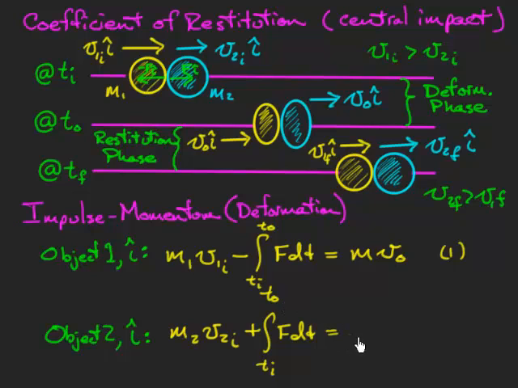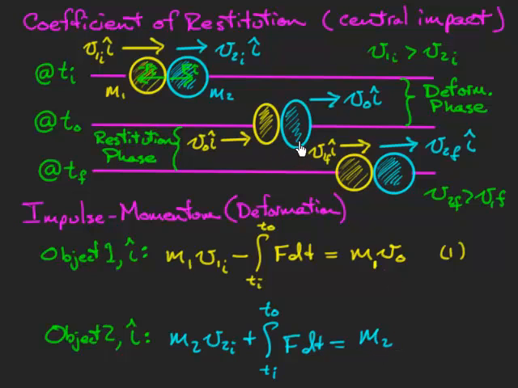And this has to equal m2 v0. The first one was m1 v0. Again, this time my initial momentum is m2 v2i, and here I add in the impulse, because puck number 1 is pushing puck number 2 to the right, in the positive i-hat direction. So now I add in the integral from ti to t0 of f dt, and this has to equal m2, the momentum of object number 2 at time t0, so m2 v0. Again, this is an important equation, so I'm going to call it equation number 2.